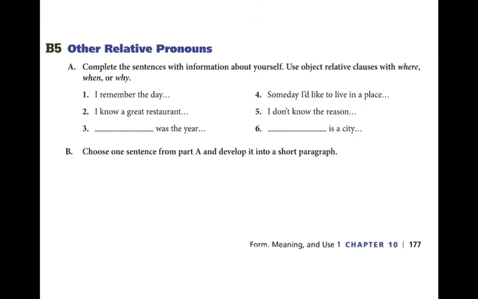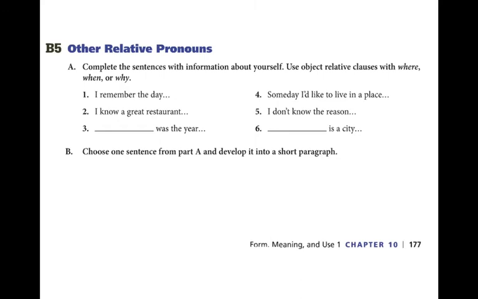Now let's take a look at exercise B5, other relative pronouns. Complete the sentences with information about yourself. Use object relative clauses with where, when, or why. For example, on number 1, I remember the day. Should you say the day where, the day when, or the day why? You should say, I remember the day when. I remember the day when you were born. I remember the day when I met my husband-to-be.